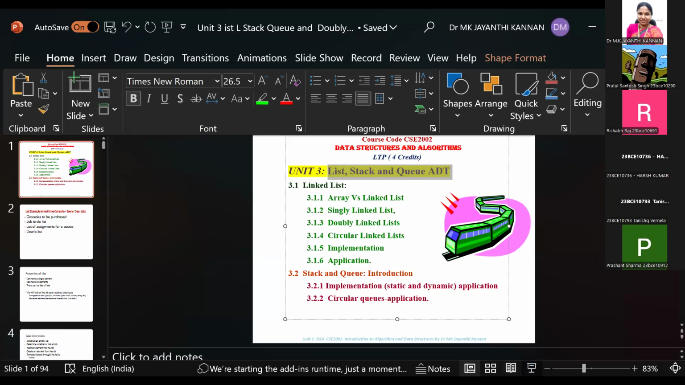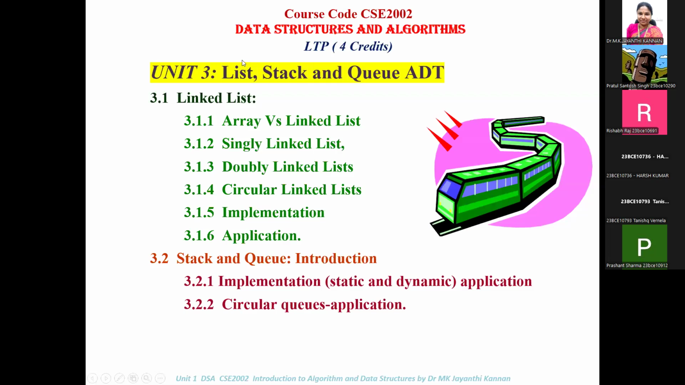Screen is visible. Your third unit has part A and part B. Part A is all about linked list. In the linked list, we have singly linked list, doubly linked list, and circularly linked list. And part B is stack and queue. Definitely they will ask you one question from this and one question from this.